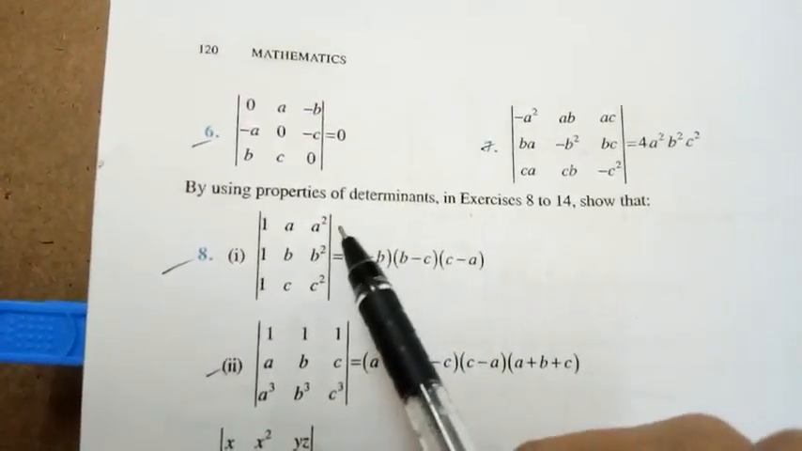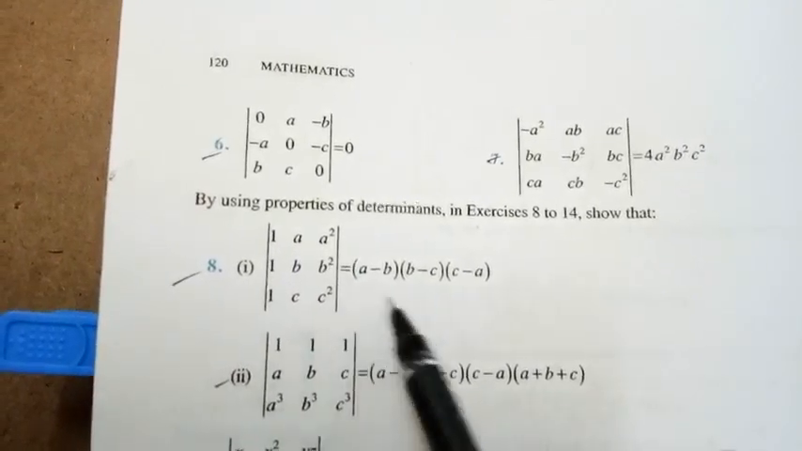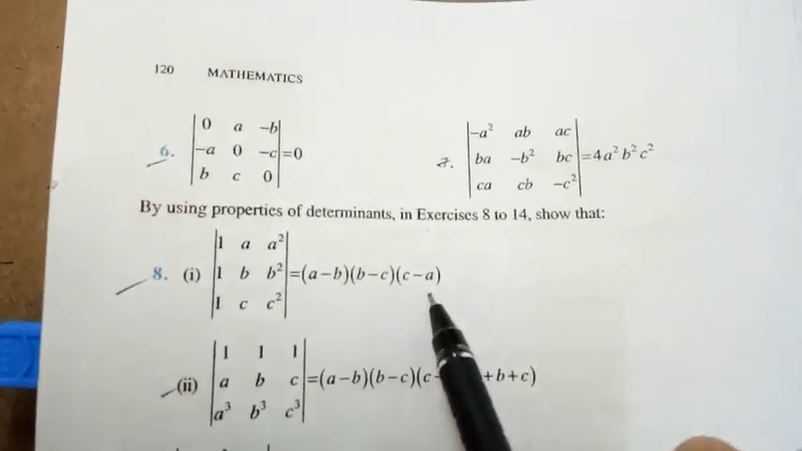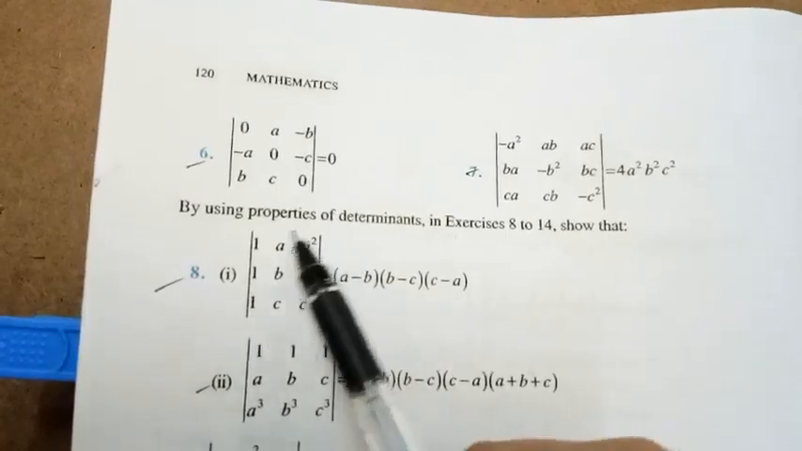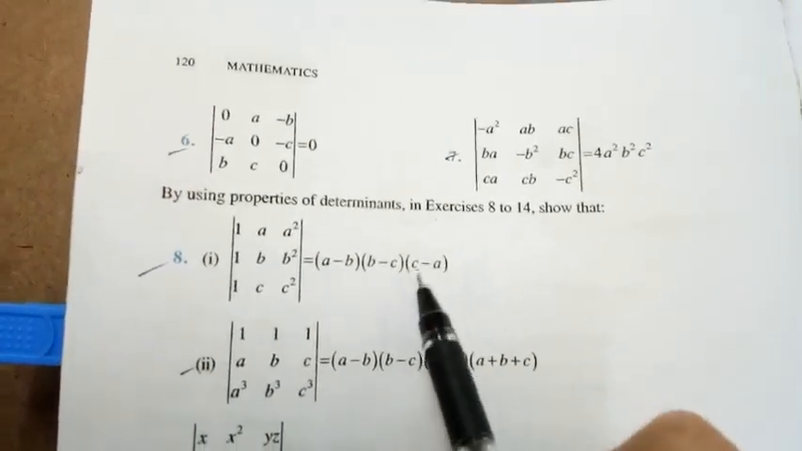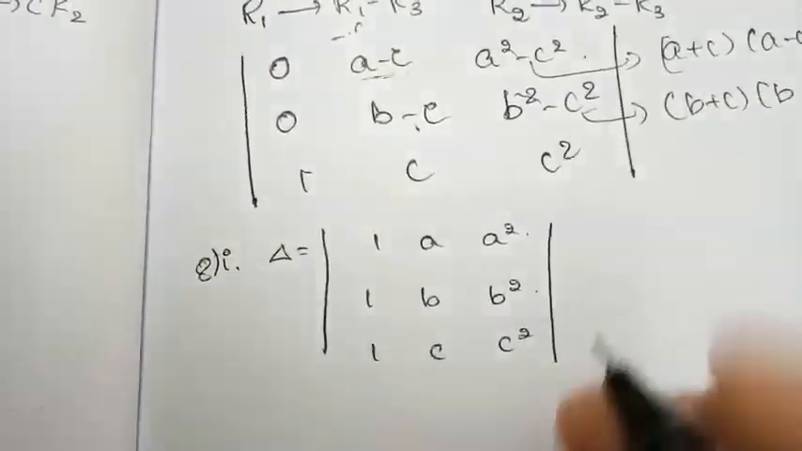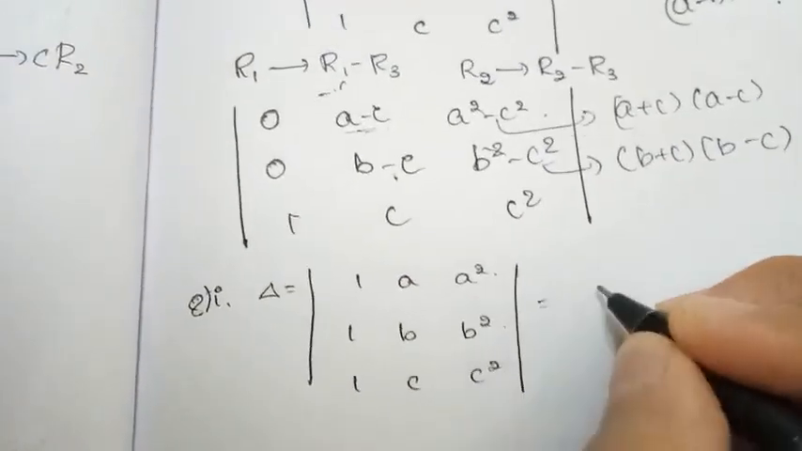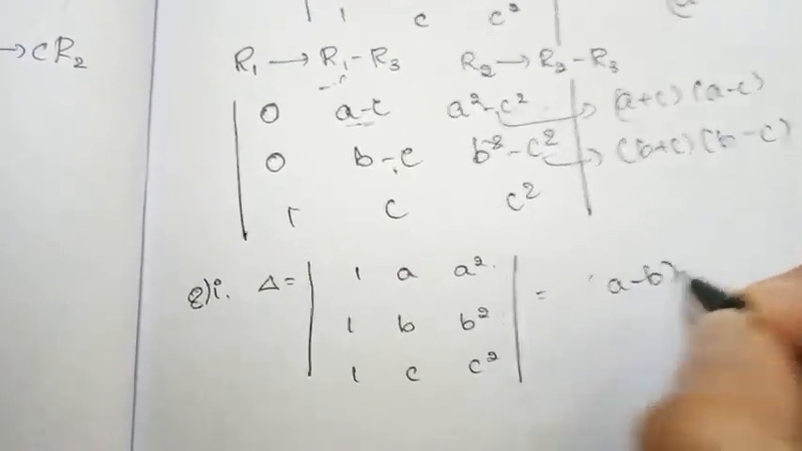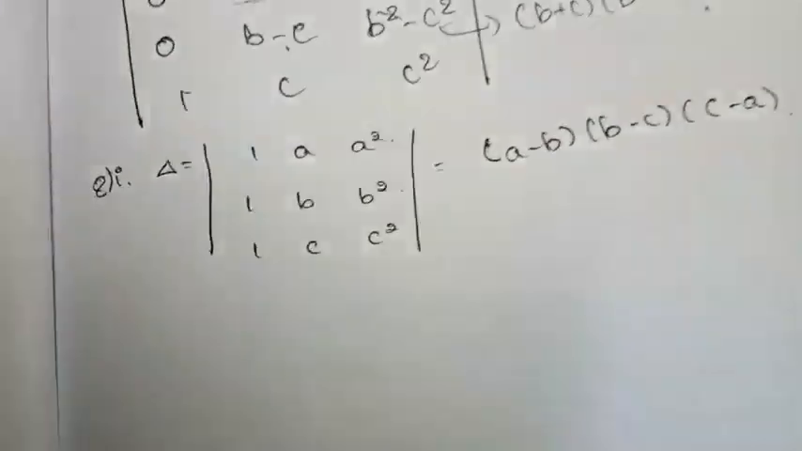So in that first question, the determinant of 1 a a square, 1 b b square, 1 c c square is equal to a minus b into b minus c into c minus a. So we need to find the value of the determinant, such that the value of the determinant is nothing but this one. I will call the LHS equal to delta, and we need to show this is equal to a minus b into b minus c into c minus a, our RHS, or the value of that determinant.